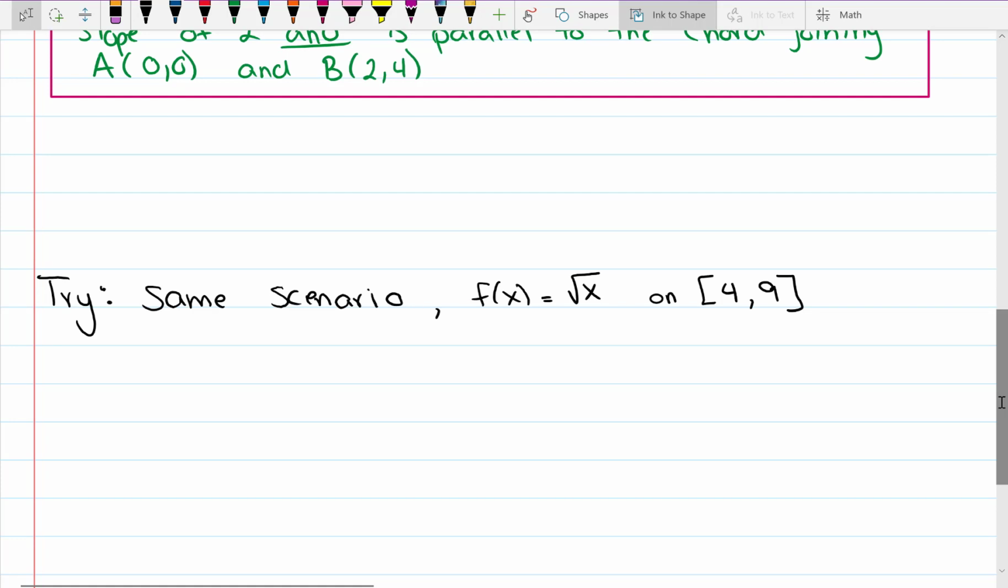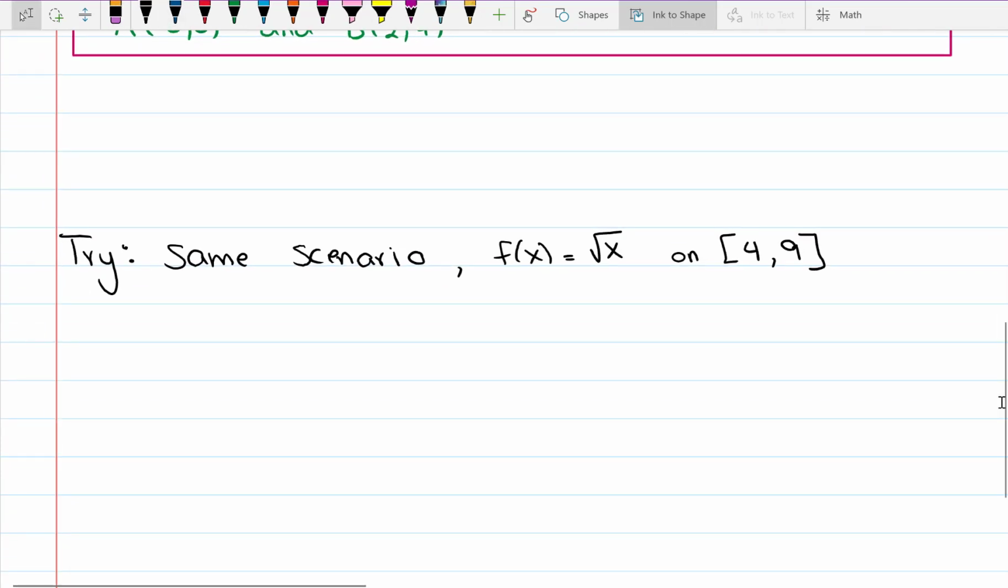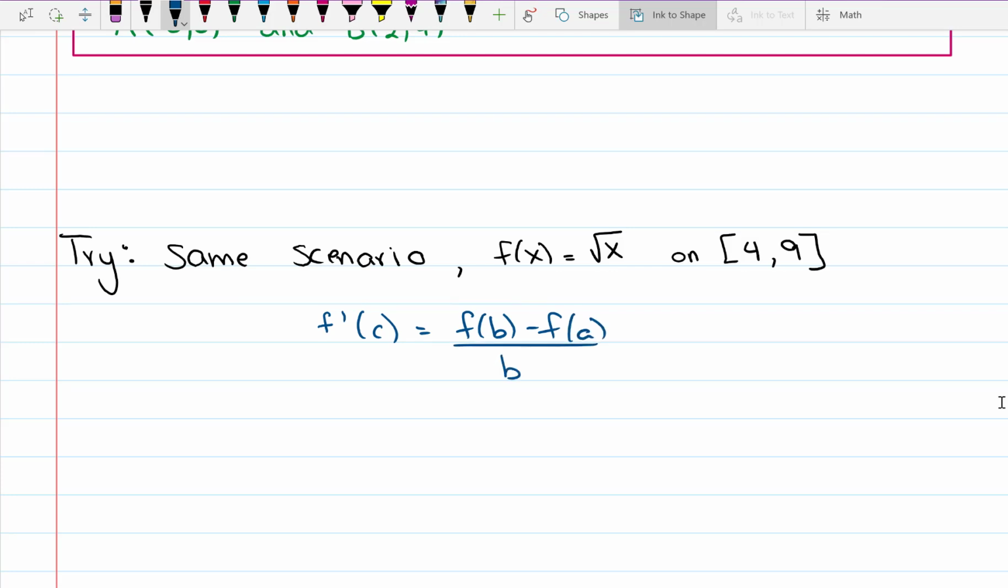All right, let's see what we got. So the first thing we need to do with the mean value theorem is write down what we want to show. And we want to show that f prime of c, the derivative at a point, is equal to the average rate of change. So let's just start identifying things.